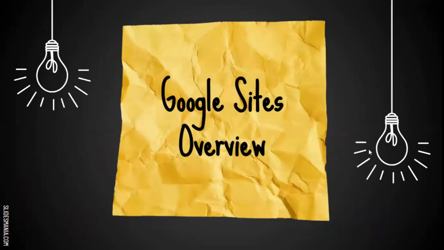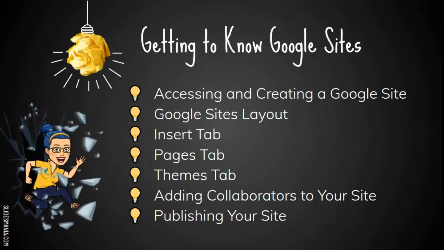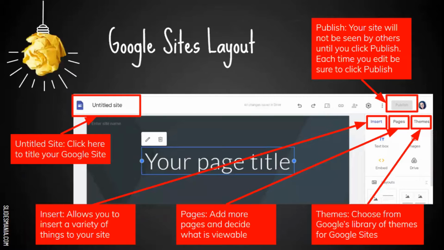So we're going to start into the Google Sites overview, and this is how it works, how to build it. Now, what I'm going to show you first, and we're not going to go slide by slide on this, we're going to talk about accessing and creating a Google site, Google Sites layouts, insert tabs, pages tab, theme tabs, adding collaborators, and finishing or publishing your site.